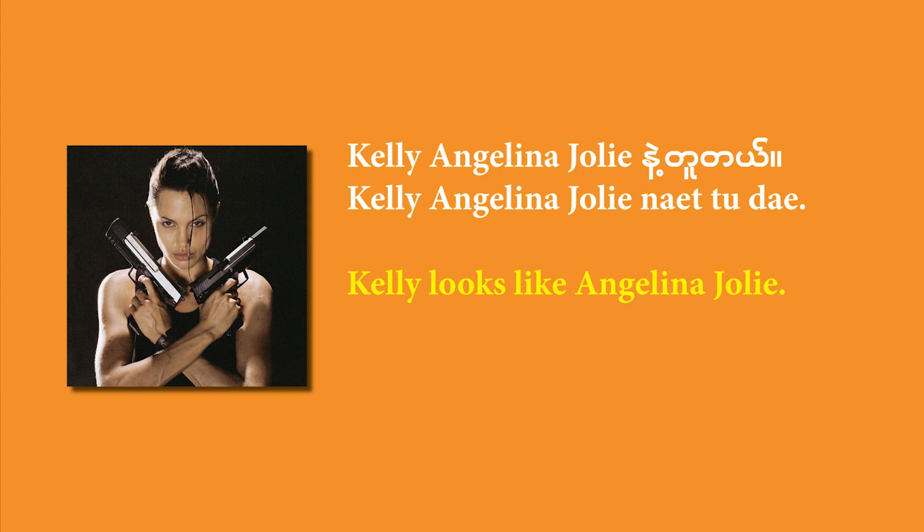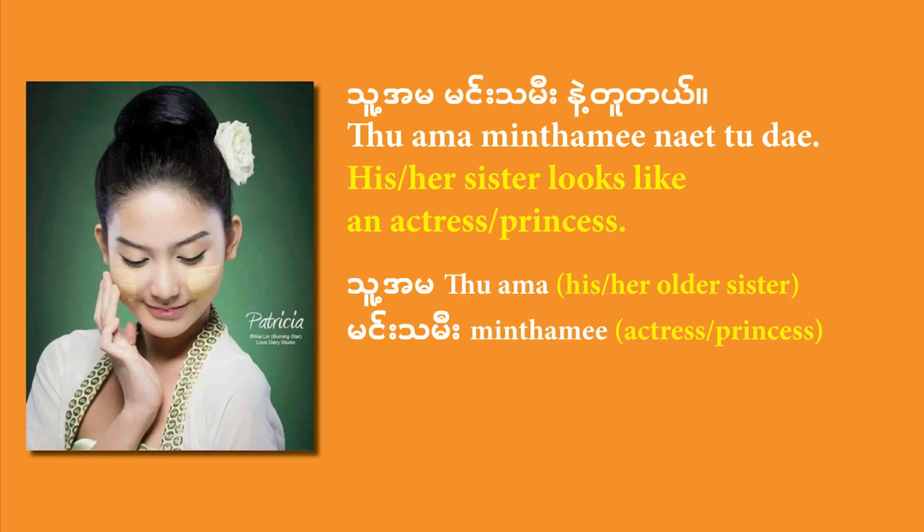How about saying his or her sister looks like an actress? For that, you'd say, Thu ama min the mine dude. Thu ama is his or her older sister. Min the mi is the word for actress. Interestingly, the same word also means princess in Burmese. Tu is the verb that means to resemble. The critical particle is ne. It follows min the mi, the thing that you want to compare your subject, his or her sister, to.